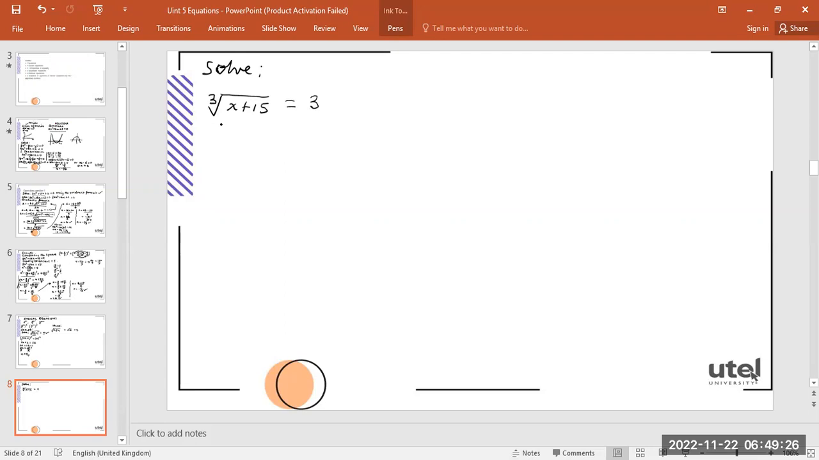Now you see that in this case, it is a cube root, not a square root. So for us to get rid of this cube root, it means we have to cube both sides of the equation. In other words, we'll raise the left-hand side to the third power. We'll also raise the right-hand side to the third power.